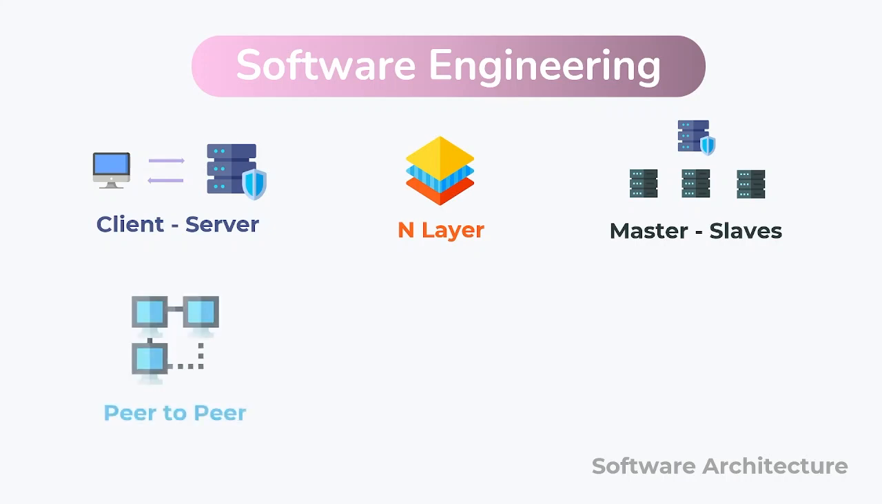So we also have peer-to-peer architecture. In the peer-to-peer architecture, all nodes, all entities are equal to each other. So each one is a client and a server at the same time. So there is no difference between each one.